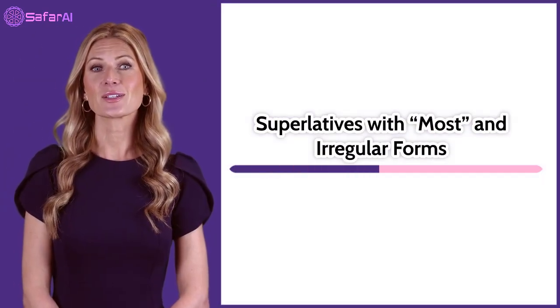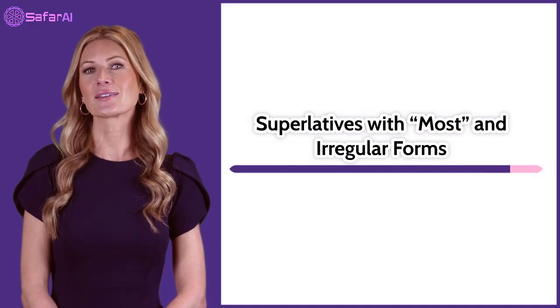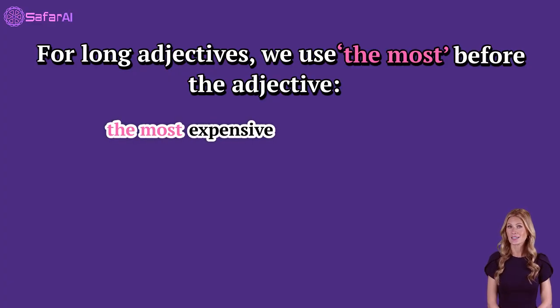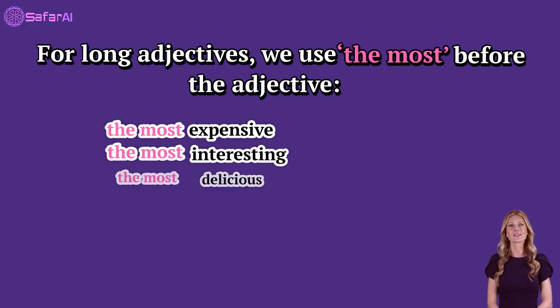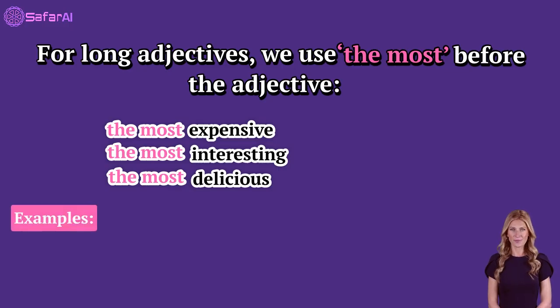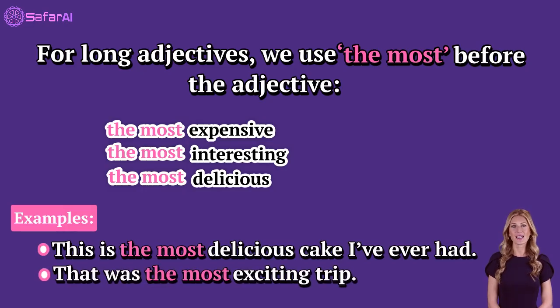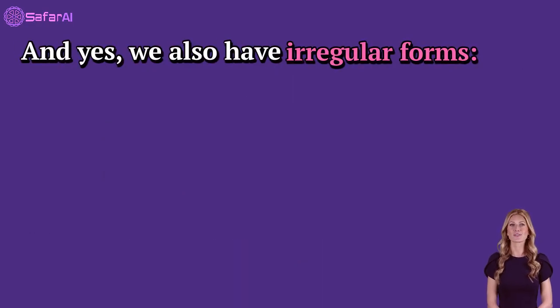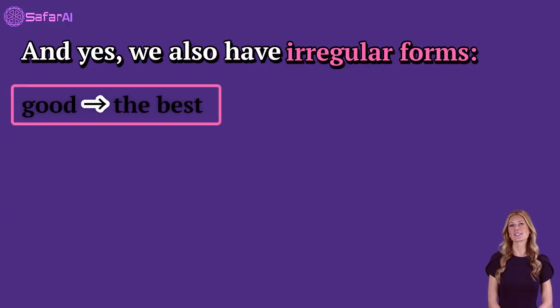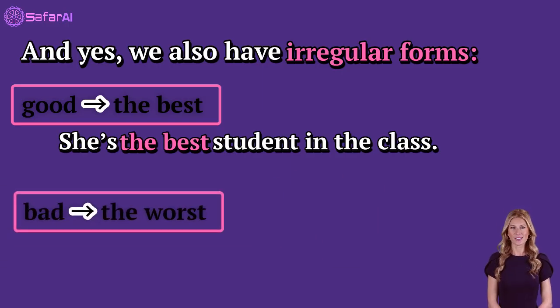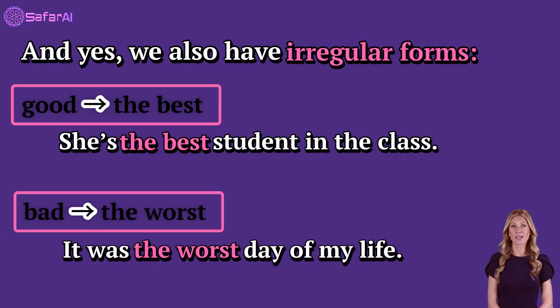Superlatives with most and irregular forms. For long adjectives, we use the most before the adjective: the most expensive, the most interesting, the most delicious. Examples. This is the most delicious cake I've ever had. That was the most exciting trip. And yes, we also have irregular forms. Good, the best. She's the best student in the class. Bad, the worst. It was the worst day of my life.